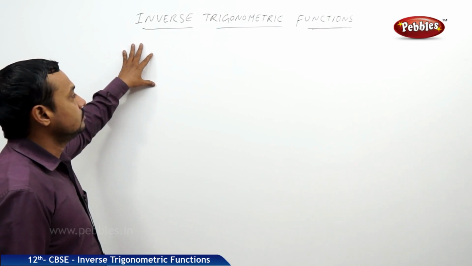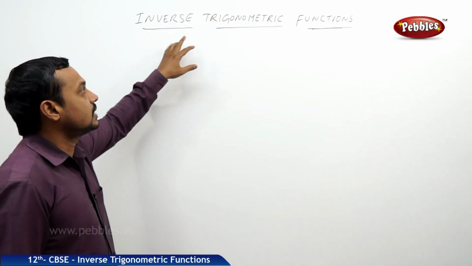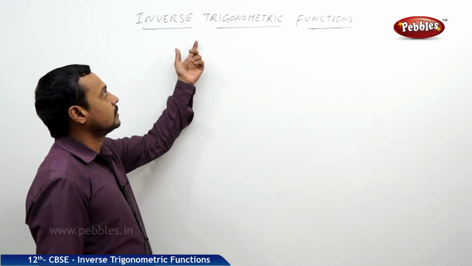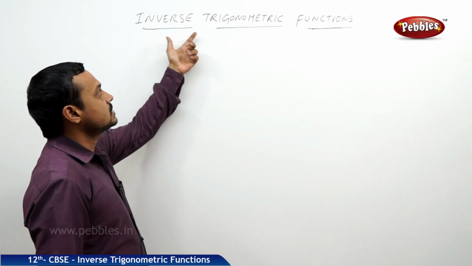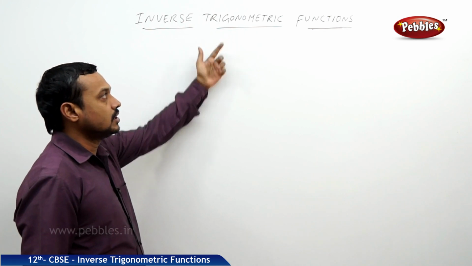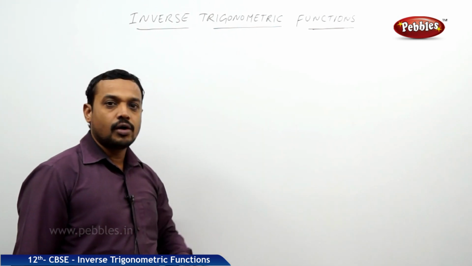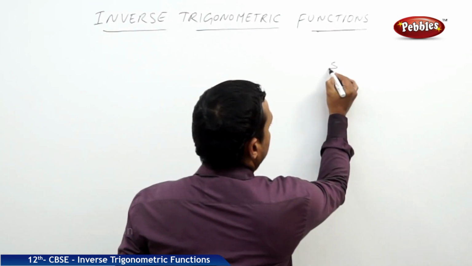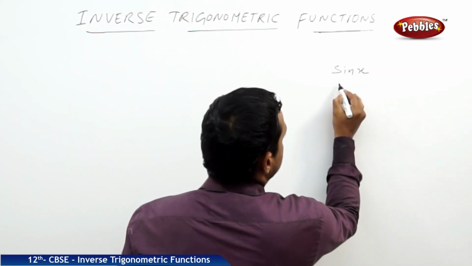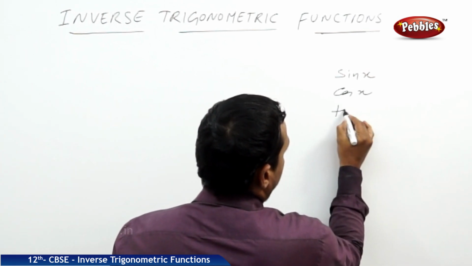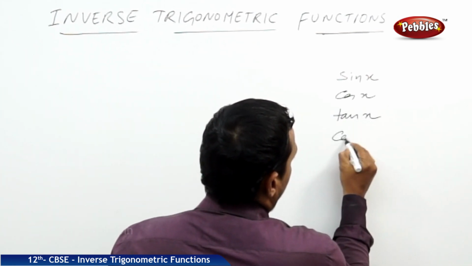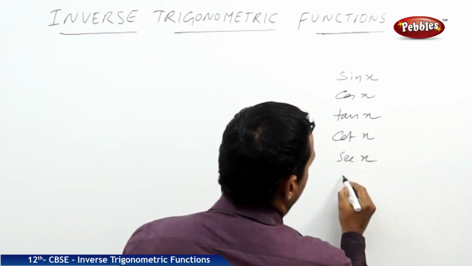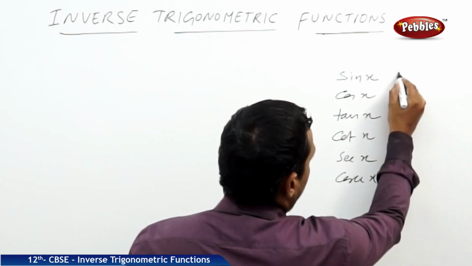The next topic, inverse trigonometric functions. You know, we have 6 trigonometric functions. What are they? Sin x, cos x, tan x, cot x, secant x and cosecant x.